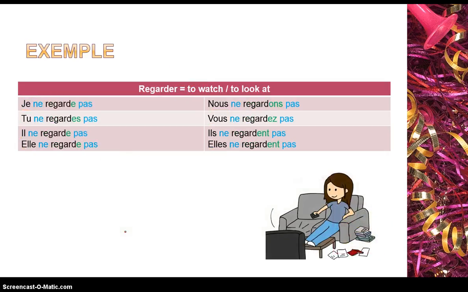More examples. Regardez. In the negative, in case you've forgotten how to do the negative, we're using the same steps. All we did was sandwich your conjugated portion around ne pas. Okay? Je ne regarde pas. I'm not watching. I'm not looking at. Tu ne regardes pas. Elle ne regarde pas. So on and so forth.